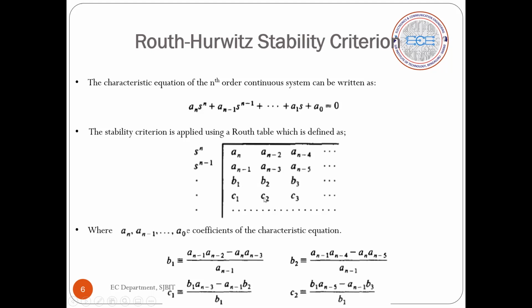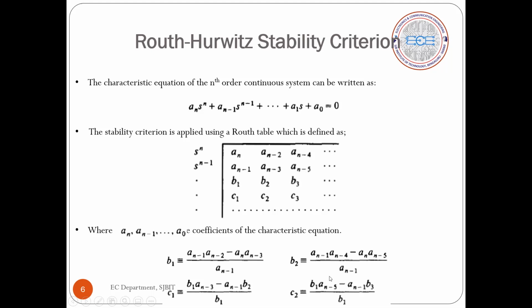Similarly, how to compute C2? You have to take a_{n-1} and b1, these two elements of column 1, and these two elements of column 3. We go with the secondary diagonal element b1 times a_{n-5}, minus a_{n-1} times b3. That is the principal diagonal element. You take the difference and divide by the base element b1.